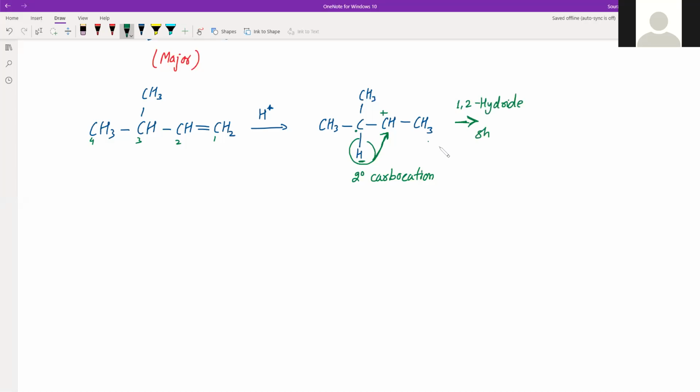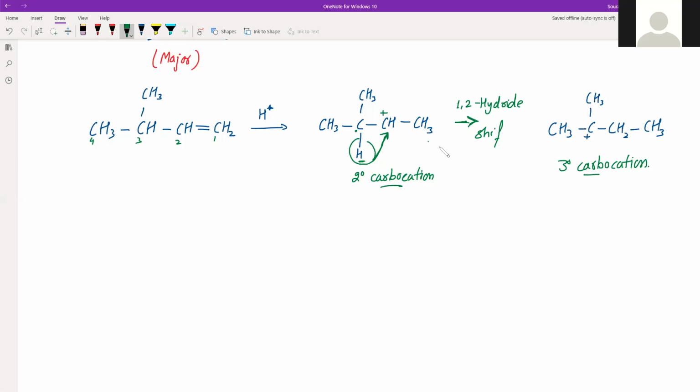And when that happens, we will get a rearranged carbocation. And what type of carbocation will that be? That carbocation will be this CH3, this C will have a positive charge, and CH3 here. Here there will be CH2, and here CH3. So now this is a 3-degree carbocation. Obviously, this is more stable. Out of 2-degree and 3-degree, the 3-degree carbocation is more stable.